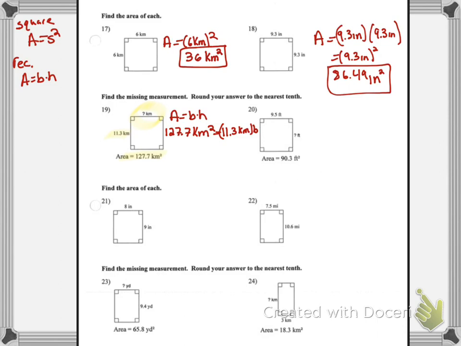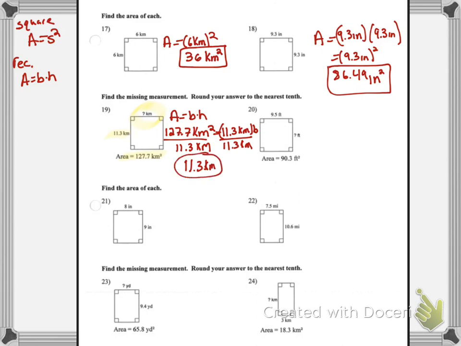So we need to get b by itself. We're going to divide over by 11.3 kilometers. Once again, get out your calculator. 127.7 divided by 11.3. So we see that the other side length is going to be 11.3 kilometers. So it is indeed a square.